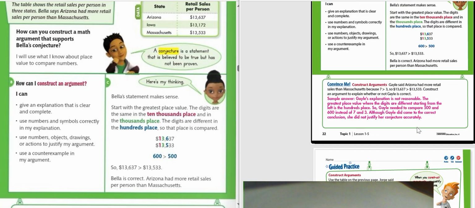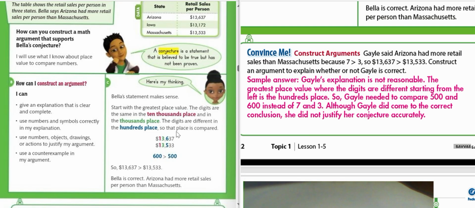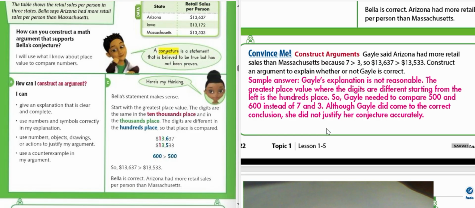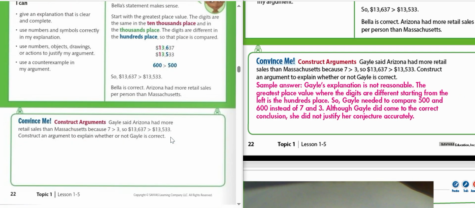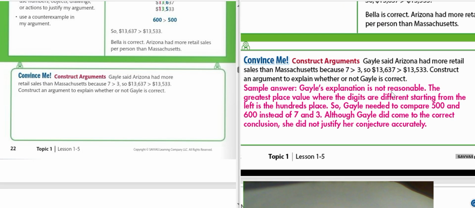Next page. Or the same page. Okay, this question is on the same page, page 22. We can write the answer here. Julie said Arizona has more retail sales than McTreeve because 7 is greater than 3. So 13,637 is greater than 13,503. Construct an argument to explain whether or not Julie is correct.